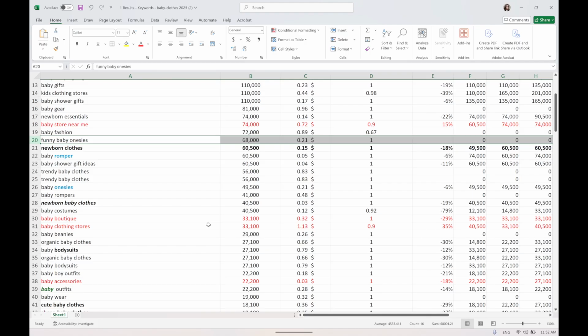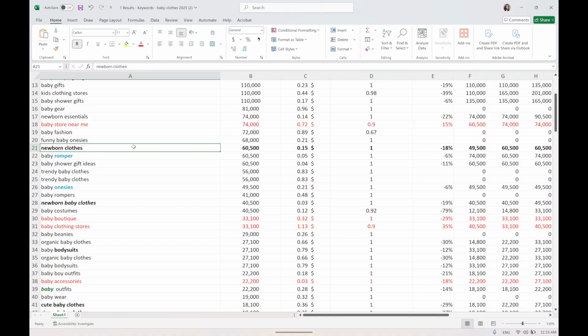A domain name is the name, for example cutebabyshop.com. So that would be the domain name. Actually, the domain name is cute baby shop, and the extension is different, whether .com or .biz. So the domain name is without the extension. All right, now newborn clothes.